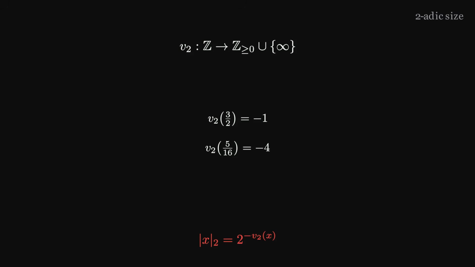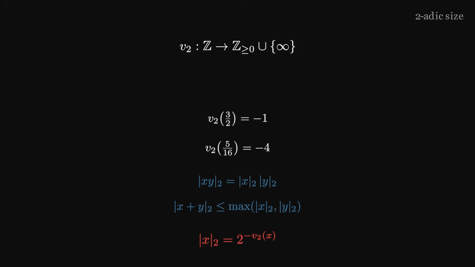Here's the crucial property. The 2-adic size respects multiplication. The size of a product equals the product of sizes, and it satisfies a sharp triangle inequality. The size of a sum is at most the larger of the 2 sizes. These rules turn the rationals into a geometry where numbers cluster by their divisibility, not by their magnitude. Now for the heavy move.